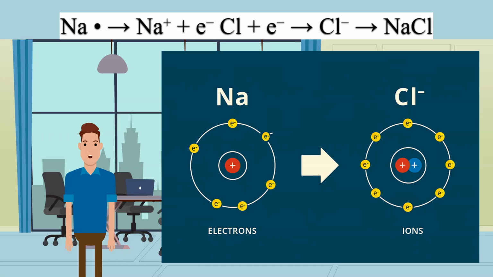Ionic compounds form giant lattices with strong electrostatic forces, that's why they have high melting points and conduct electricity when molten or dissolved in water.